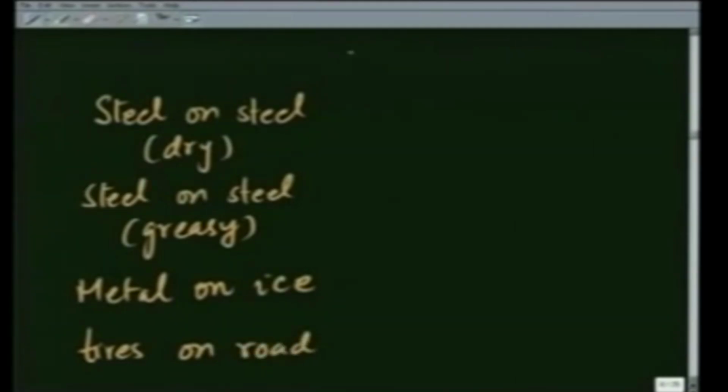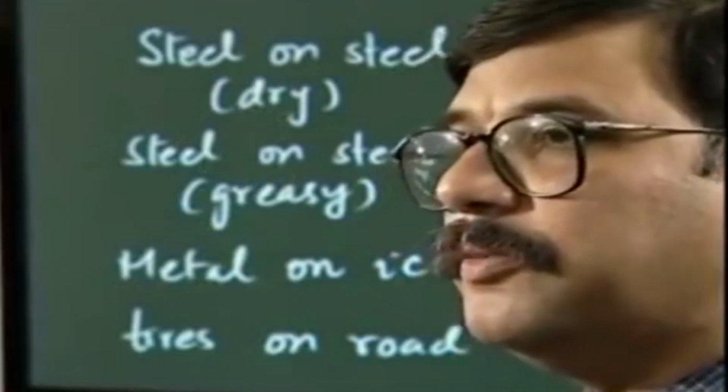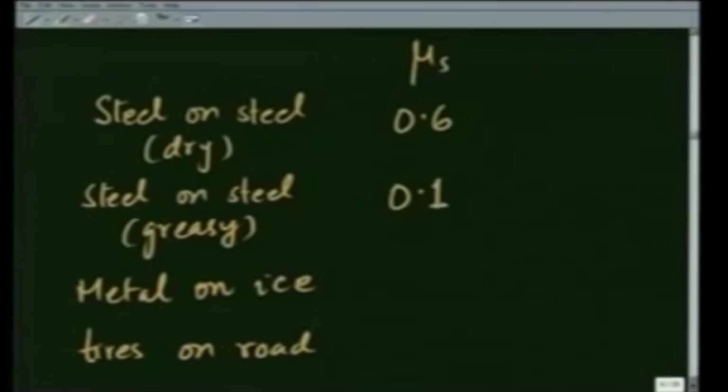Mu static for steel on steel is about 0.6 when they are both dry. Steel on greasy is 0.1. You can see why we grease steel, it reduces the friction value quite a lot. Metal on ice, static is not known because it slips past quite a lot, and tire on road is 0.9. You can see we really need a lot of friction for tires on the road so that they don't slip.